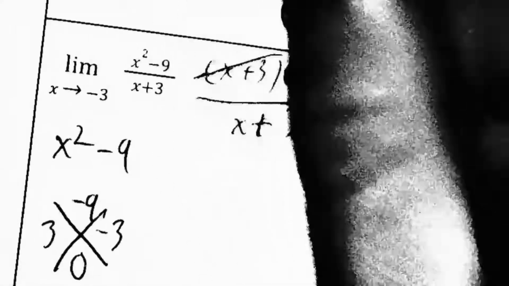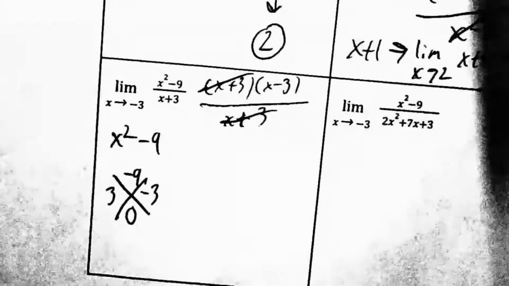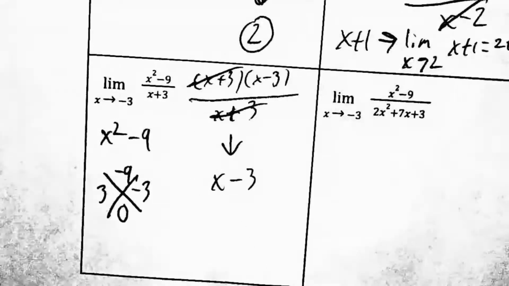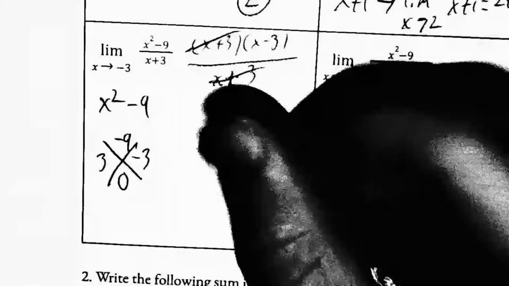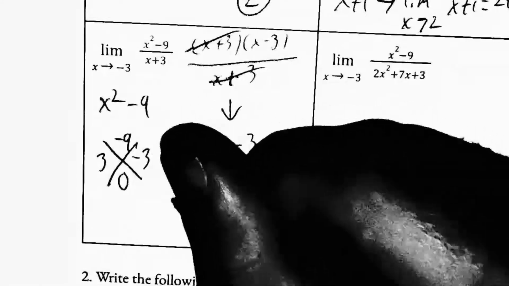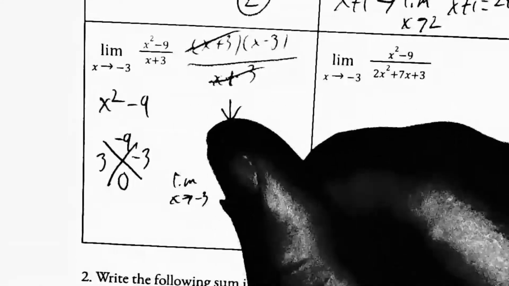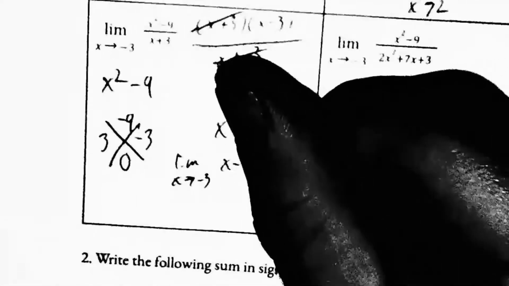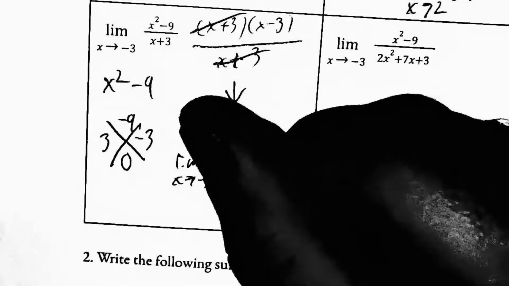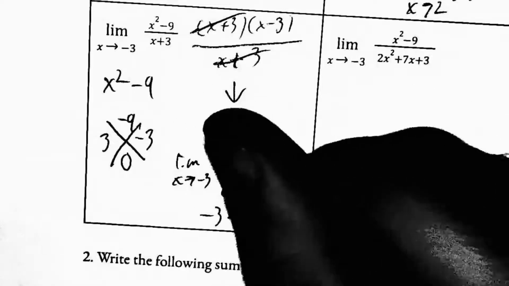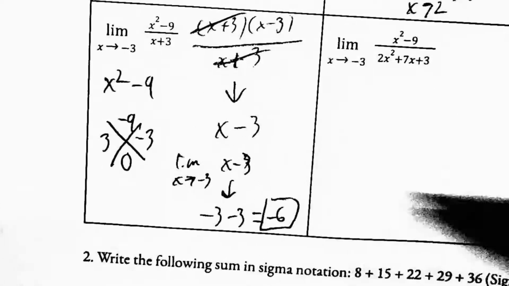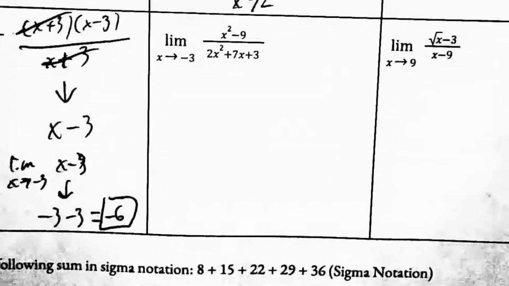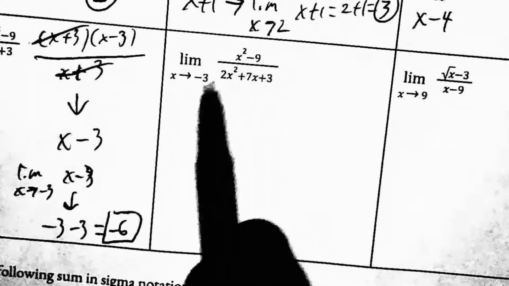The plus 3's will cancel. And we will just have left over x minus 3. Then we'll take the limit of that. Limit x approaches negative 3 of x minus 3. Through direct substitution, this becomes negative 3 minus 3, which is negative 6. Okay. Next one. So that's 0 on top when I plug in negative 3.